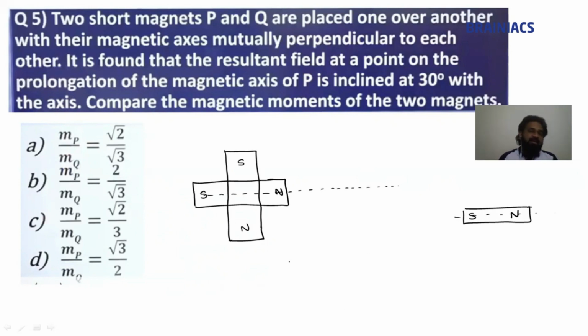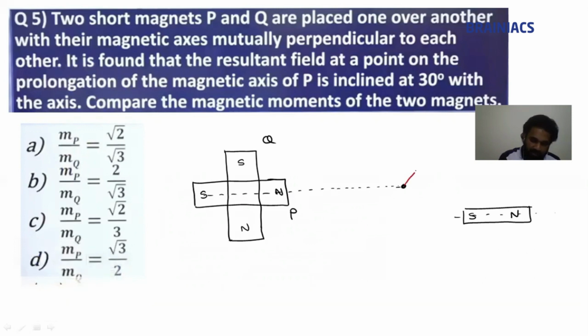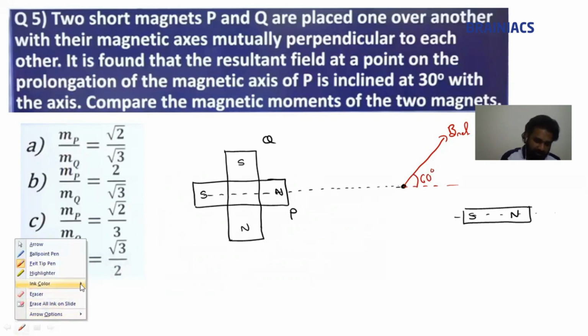It is found that the resultant field at a point on the prolongation of the magnetic axis of P, this is P and this is Q, is inclined at 30 degrees with the axis. So here we can see the resultant magnetic field. The resultant magnetic field is like this. Okay, so this is at an angle of 60 degrees with the axis. That is what they have said.